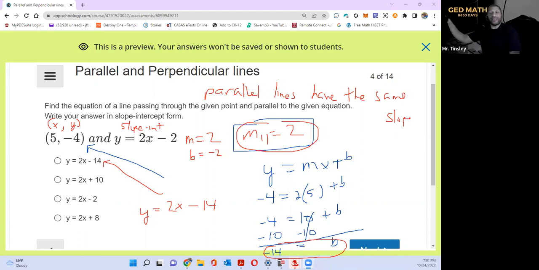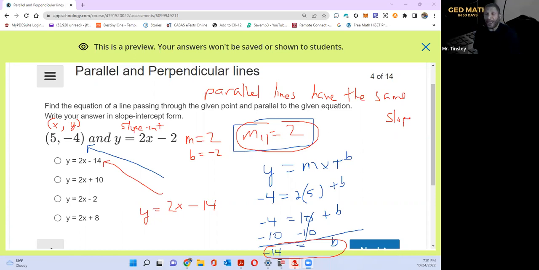Before you even look at any other problem, the two problems that we just did, perpendicular and parallel, you do those problems till you got them right. You understand every single step. Then move on and say, you know what? Let me practice some more.